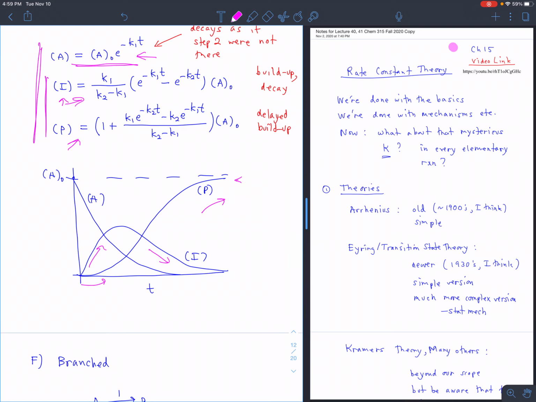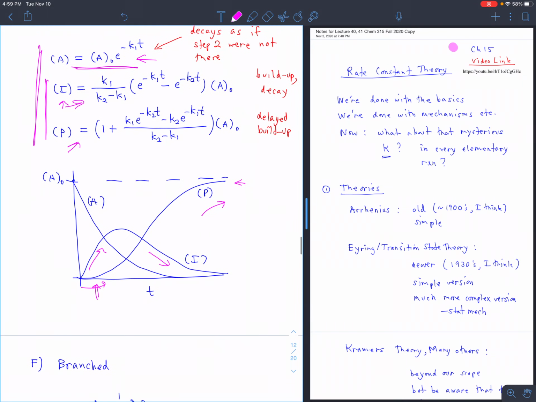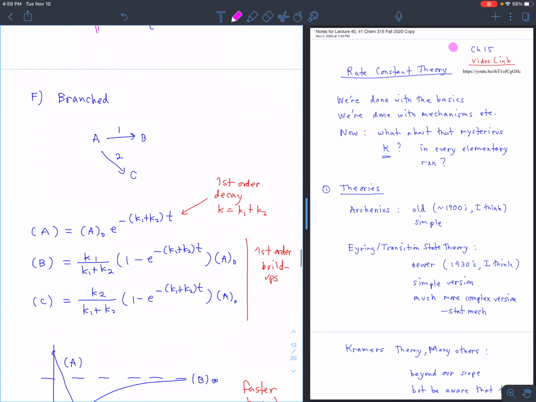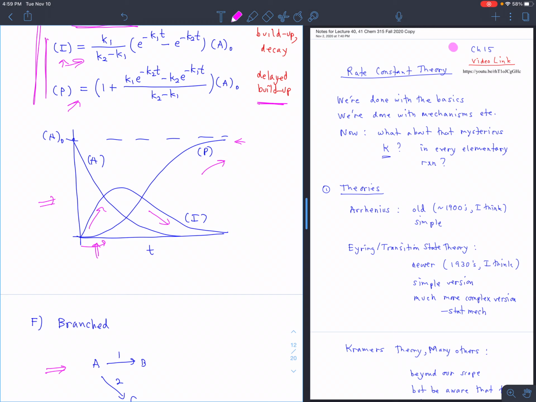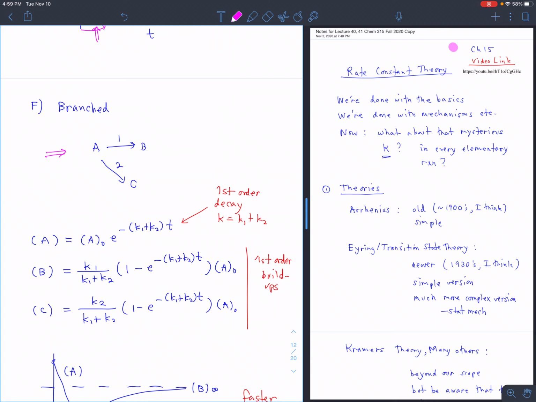So everything has to end up on P, but it takes a while for P to begin building up, because before you can get any P, you have to create some I. So it's a delayed buildup. For the third mechanism, which is the branched case, there are a couple of consequences that come from this, right? This intermediate is especially interesting, but we'll talk about it relative to the steady state approximation and the rate limiting step ideas below. Let's talk about the third mechanism, the branched mechanism, first.